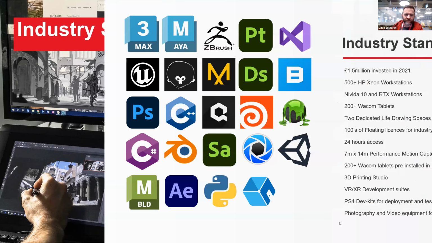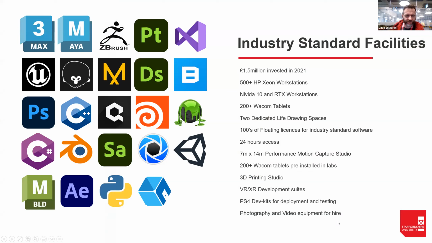And we spend an awful lot of money on industry standard software and hardware to help support our students' learning as well. So just last year, we spent £1.5 million on equipment, on graphics cards and new PCs throughout our department. And we do have over 500 HP workstations. They are dual screen, Xeon Core, 32 gig of RAM workstations, very much capable of developing games content.